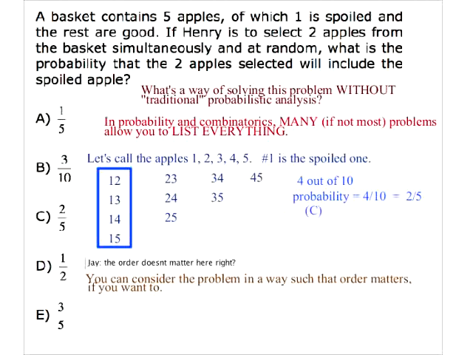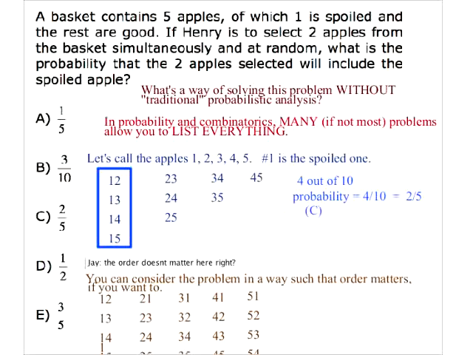So if you do that, then you'll just have twice as many possibilities. 1 and 2, 1 and 3, 1 and 4, 1 and 5, 2 and 1, 2 and 3, 2 and 4, 2 and 5, 3 and 1, 3 and 2, 3 and 4, 3 and 5, 4 and 1, 4 and 2, 4 and 3, 4 and 5, and then 5 and 1, 5 and 2, 5 and 3, 5 and 4. I mean, that works.